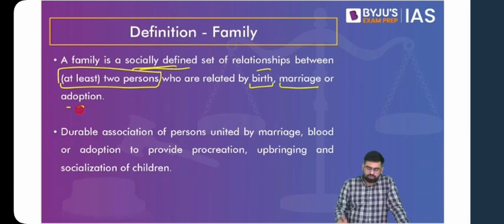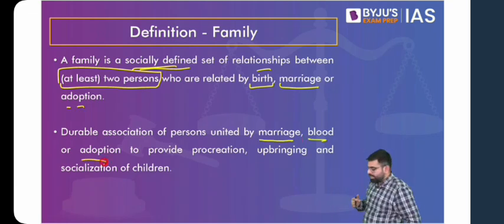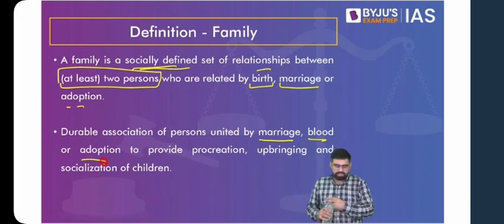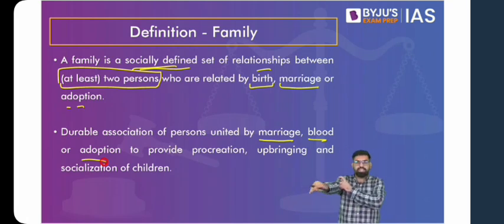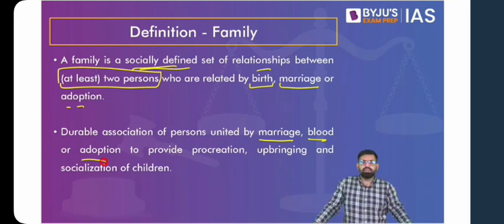Now, there's an association of people by either marriage, blood, or adoption. Why does that happen? It has a certain function. In sociology, there's a viewpoint wherein we see that every social institution has a function, be it the institution of marriage, family, or caste. Every institution has a certain utility. It has to take care of certain roles and responsibilities.